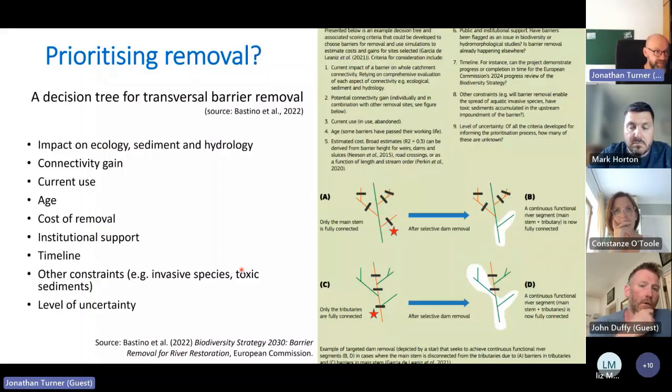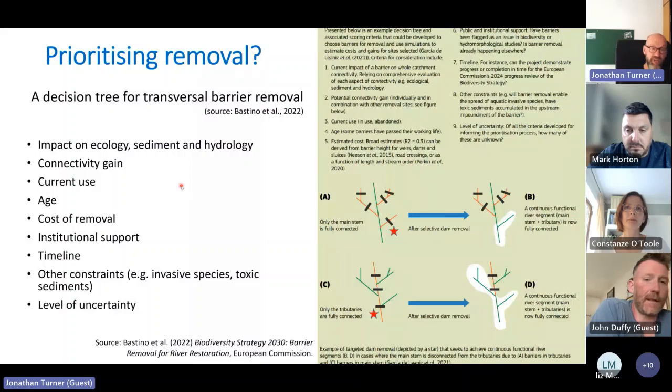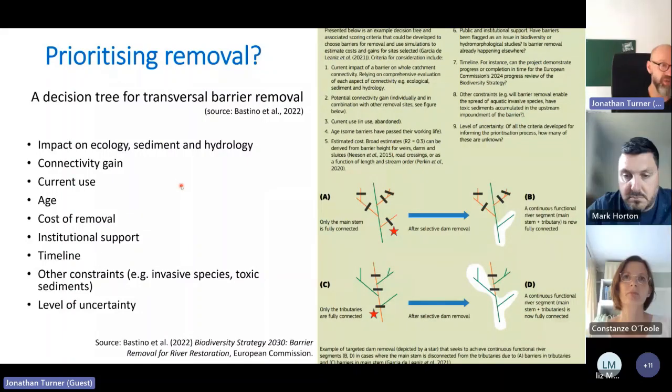So we need to be thinking about the impact, the structure, in terms of the ecology, the sediment and the hydrology. We need to think about what the connectivity gains are, and that's very much relevant to fish and opening up spawning grounds. A lot of decisions on barrier removal is related to its current use. Is it being used for anything? And if it's not, then is it obsolete? And removing it's not going to have an impact. Similarly with the age. Very importantly, the cost of removal.